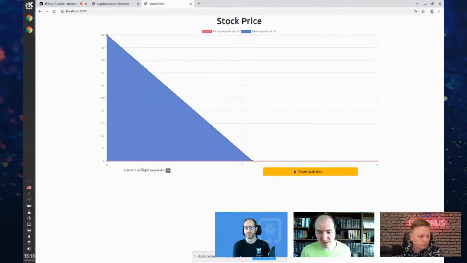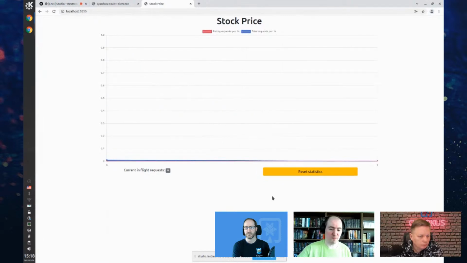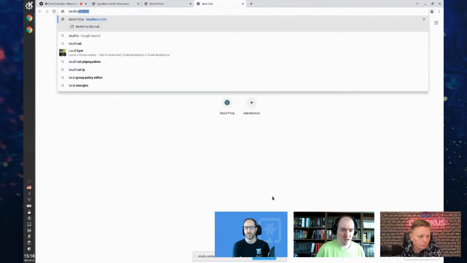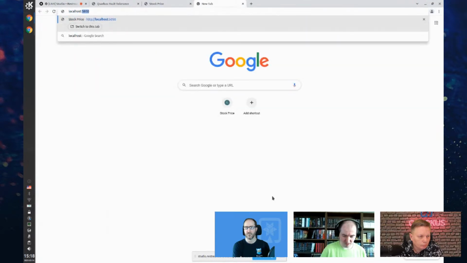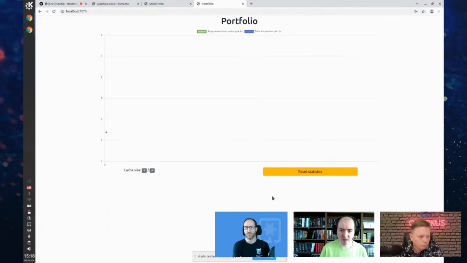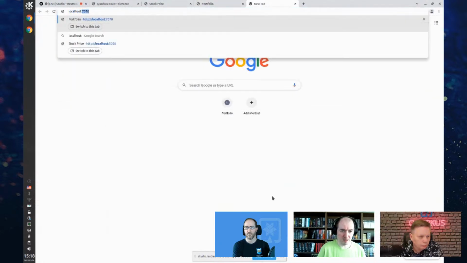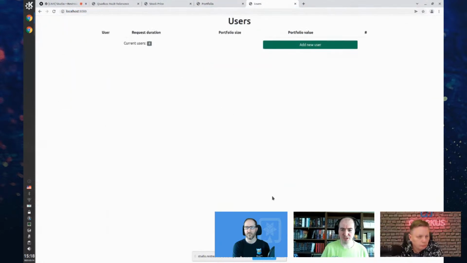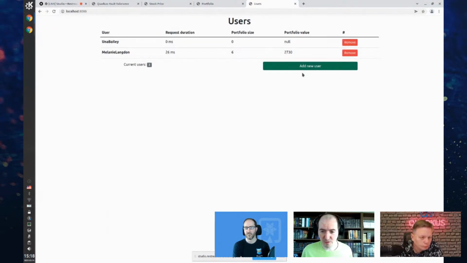Right, so let me just open a few websites. I've got all these services. In addition to doing their thing, they also expose some statistics for the purpose of this demo. I've got the stock price service, 7070 is the portfolio service, and 8080 is the user service. There are currently no users, so let me add a few.